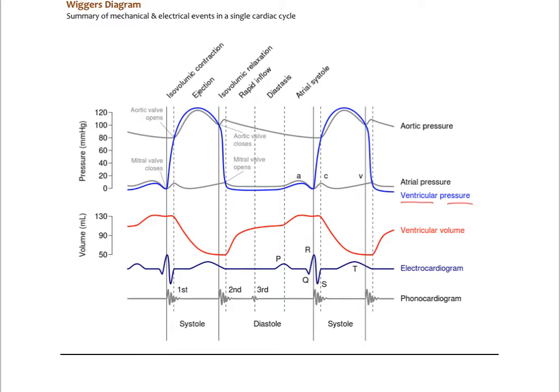So we start at the beginning of, here's isovolumic contraction. So this line here is the beginning of systole, right here. Remember, the first phase is isovolumic contraction. So all the valves are closed, the ventricles are filled with blood, and the ventricles are starting to contract. And the ventricles contract because of the electrical activity, we're at the QRS complex, the electrical activity is spreading through the ventricles, causing the ventricles to contract.